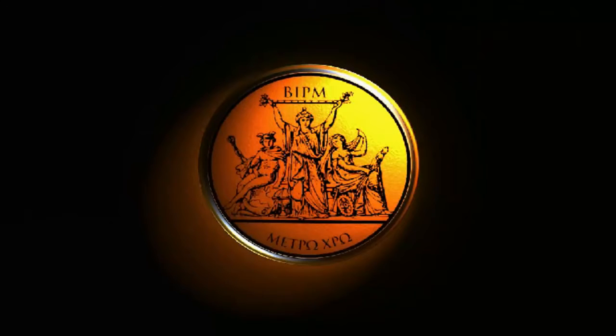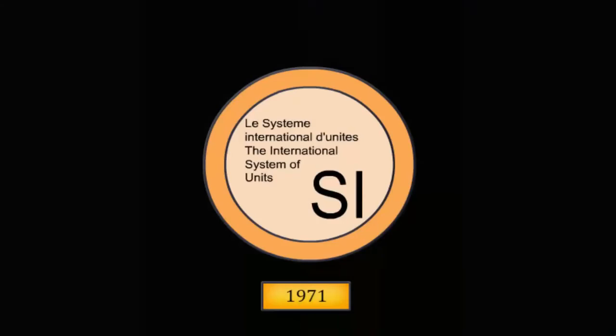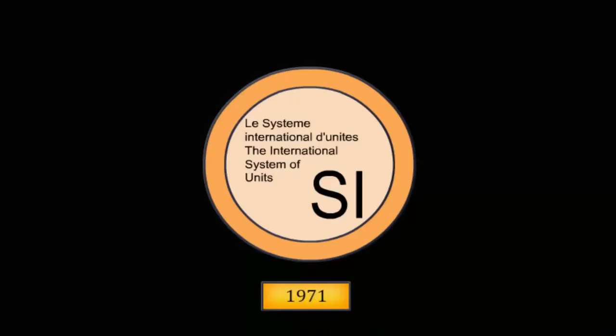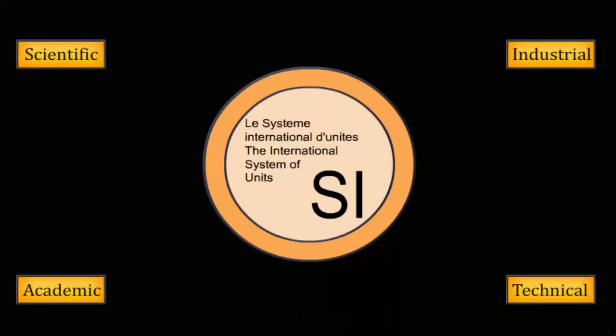However, in 1971, the General Conference on Weights and Measures recommended a standard set of units of measurement with their symbols and abbreviations. This system is known as Système International d'Unités, French for International System of Units, abbreviated as SI. Currently, SI units are followed globally for all scientific, academic, commercial, technical and industrial purposes.